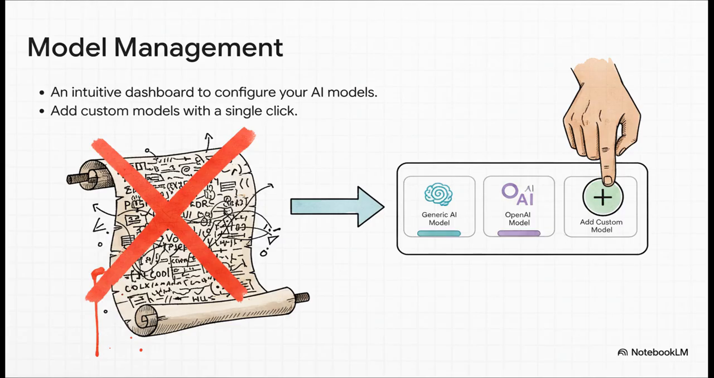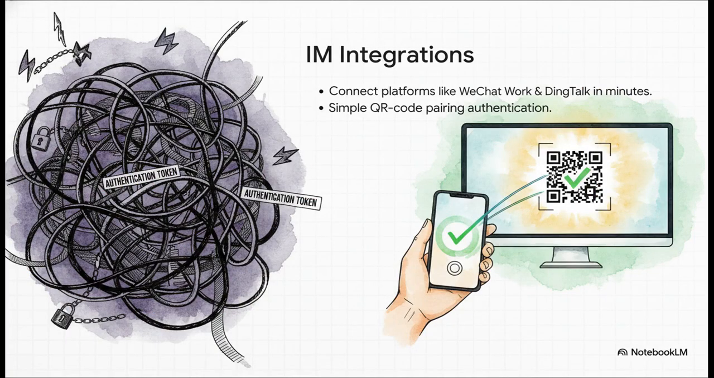Next up, model management. So instead of messing around in complicated text files, you get this really clean dashboard. From there, you can configure which AI models you want to use, say from OpenAI or Anthropic, and you can even add new custom ones with, you guessed it, a single click. Now, this is where it gets really clever. Connecting your AI to a messaging app can be a total nightmare of authentication tokens and webhooks. This app just simplifies it down to scanning a QR code with your phone. It's just a surprisingly smart solution to a very technical problem.